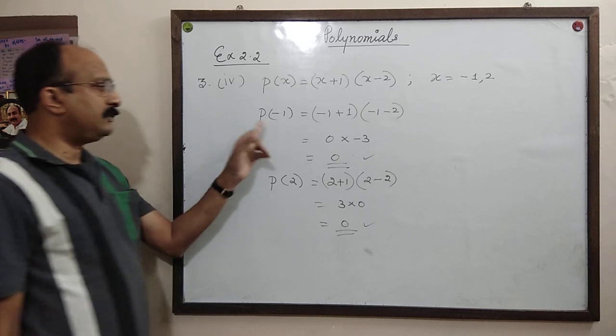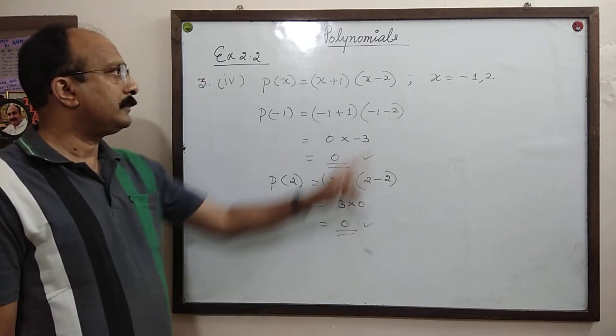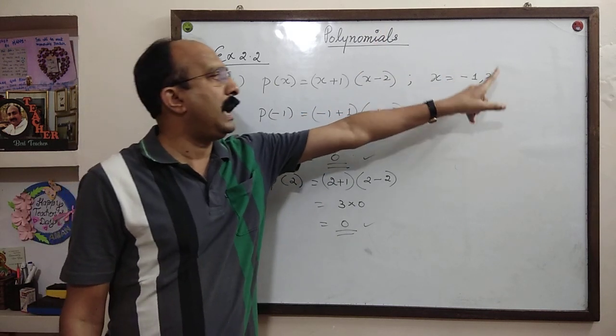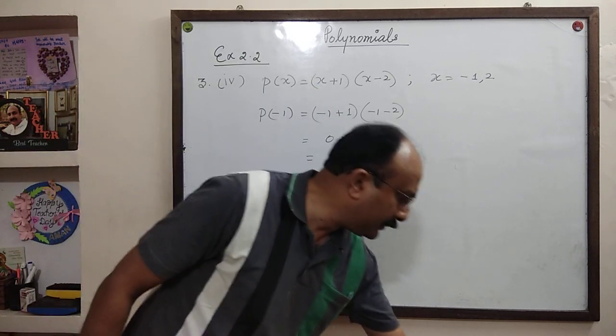And at both the places we got the answer 0. So what is your final answer? Therefore, x is equal to minus 1 and 2 are the zeros of P(x). Now I am going to do the next question.